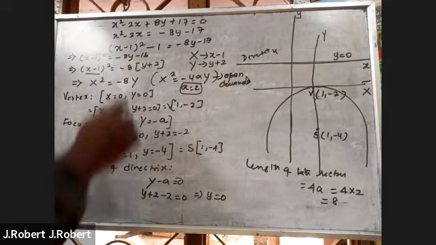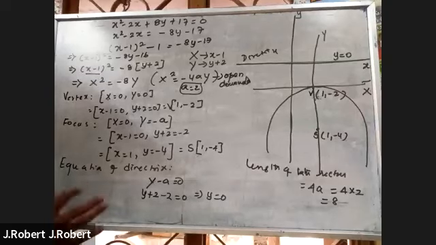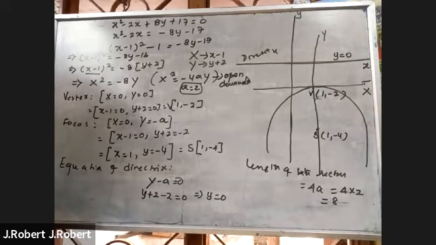Please listen. X square minus 2x plus 8y plus 17 equal to 0. But in some cases we have to find out whether it's a parabola, an ellipse or a hyperbola.